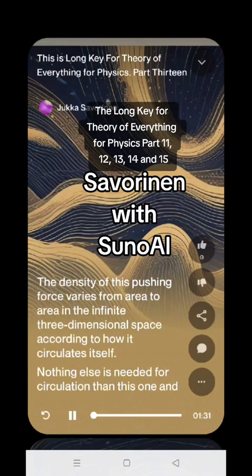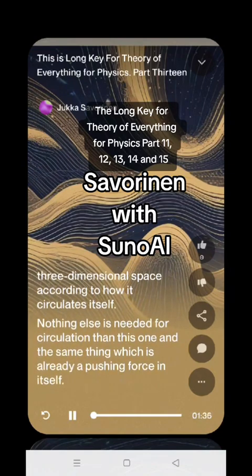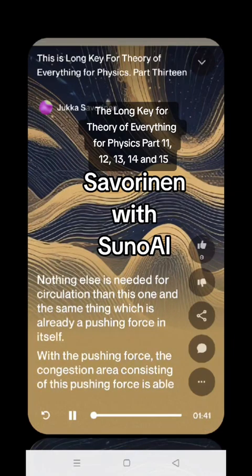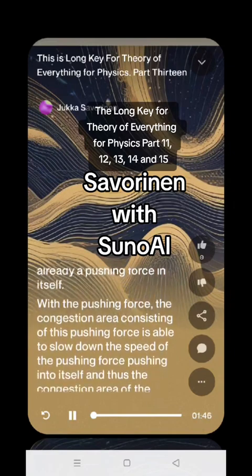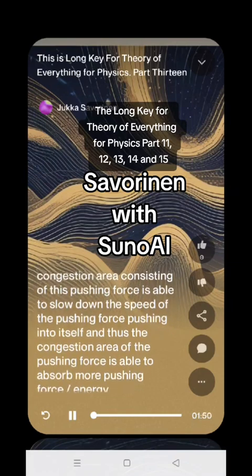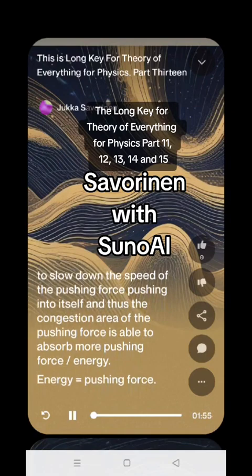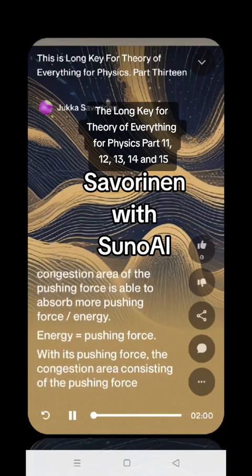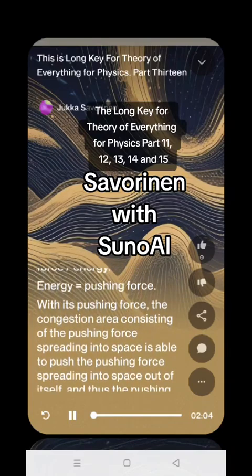The density of this pushing force varies from area to area in the infinite three-dimensional space according to how it circulates itself. Nothing else is needed for circulation than this one and the same thing, which is already a pushing force in itself. With the pushing force, the congestion area consisting of this pushing force is able to slow down the speed of the pushing force pushing into itself, and thus the congestion area of the pushing force is able to absorb more pushing force. Energy.